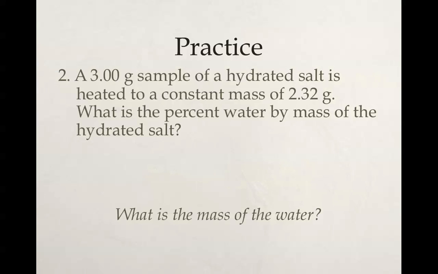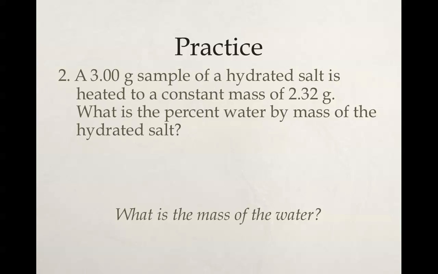Alright, another type of calculation that you need to be able to do is not just using the formula, but also actually using lab results. So a 3-gram sample of a hydrated salt, meaning it's with water, is heated to a constant mass of 2.32 grams. What is the percent water by mass of the hydrated salt? So you first need to figure out the part, which is the mass of your water.